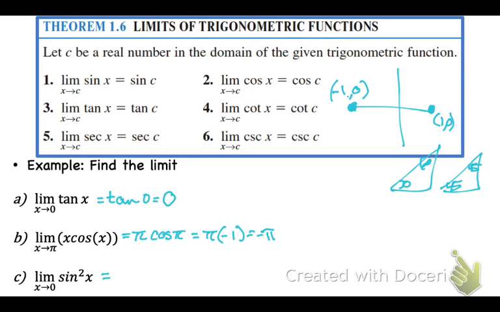Now this one, we need to think about it as this. It's the limit of the sine of x as x approaches 0, squared. Does everyone see how I got that? Okay, so now I just plug in 0 into the inner part. So I have the sine of 0 squared. What is the sine at 0? 0. So 0 squared is 0.